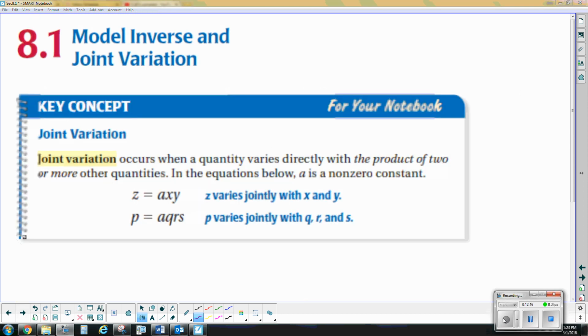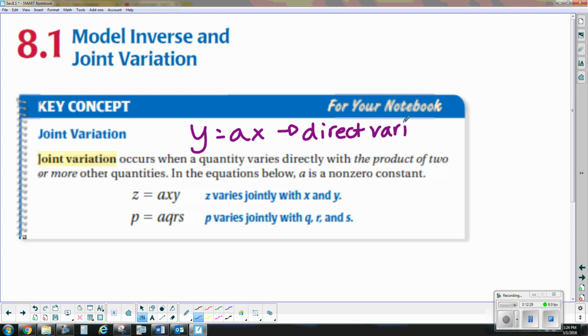All right, the next part of this lesson is joint variation, and joint variation is like direct variation. So remember, direct variation is y equals ax. The difference here is that instead of just having a times x, we have a times x times y. So it varies jointly with x and y, the product of two or more other quantities.